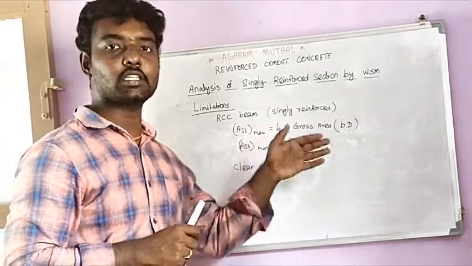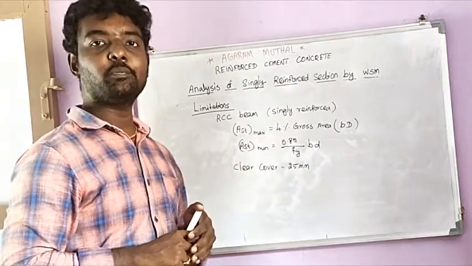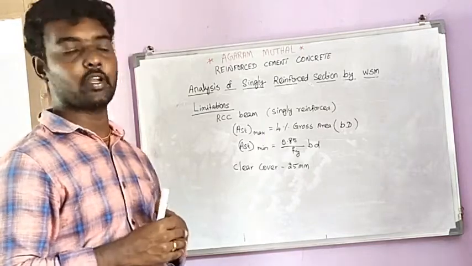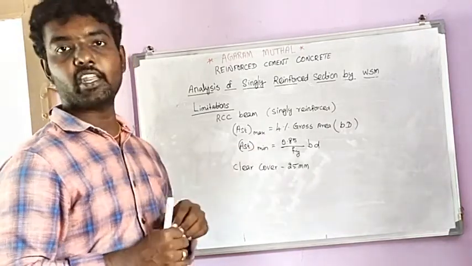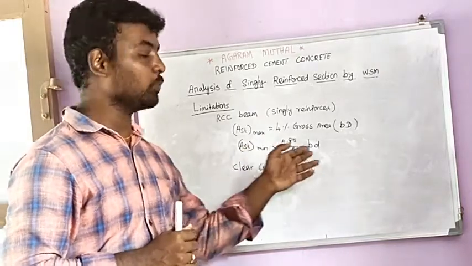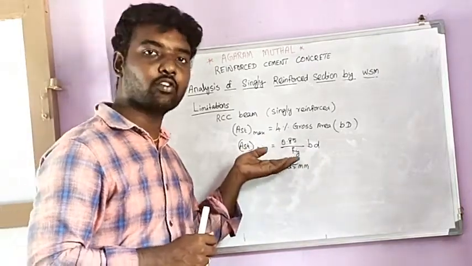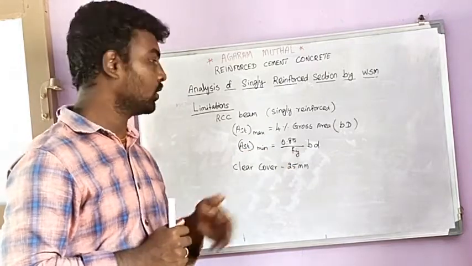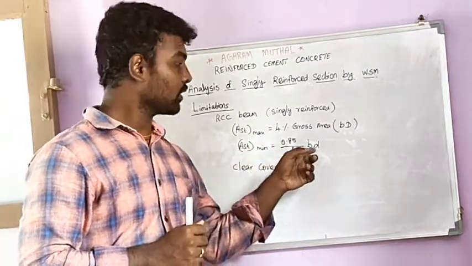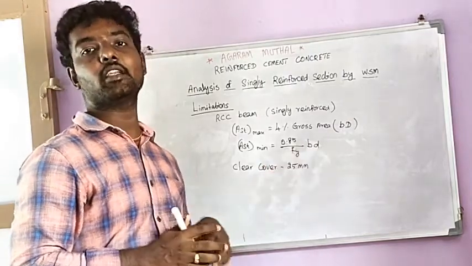If it is a doubly reinforced section, 4 plus 4, 8% of gross area is the maximum area of the steel we provide. Whereas the minimum area of the steel we should provide is 0.85 divided by Fy into B into D. All of this is provided to us in IS 456 2000. So minimum area of steel is 0.85 divided by yield stress into breadth into D, where D is nothing but effective depth.